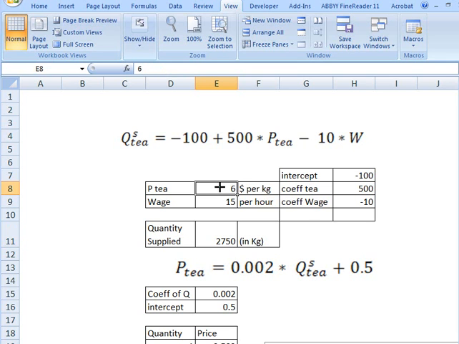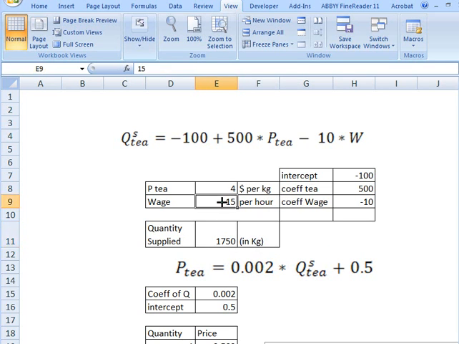Now let's say the price of tea changes from 6 to 4. What will happen if the price reduces? He will supply fewer units. It has decreased by 2, so he will supply 1000 units less, so 1750 is the quantity supplied.